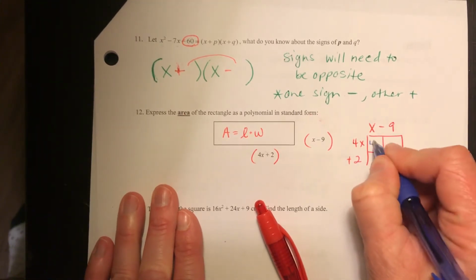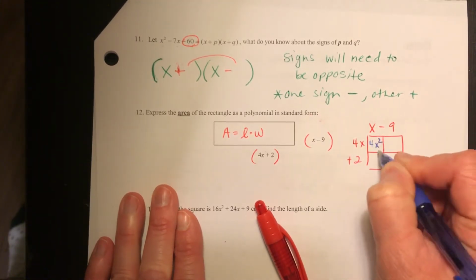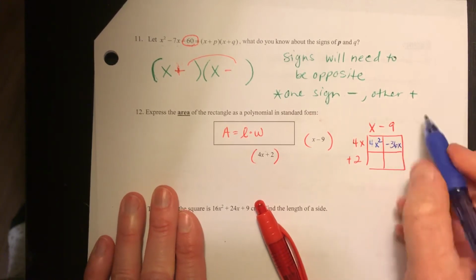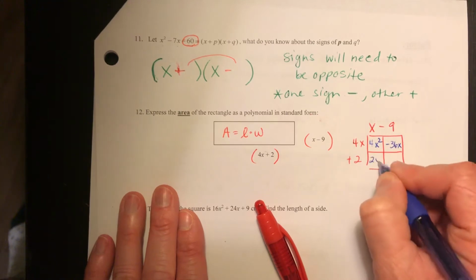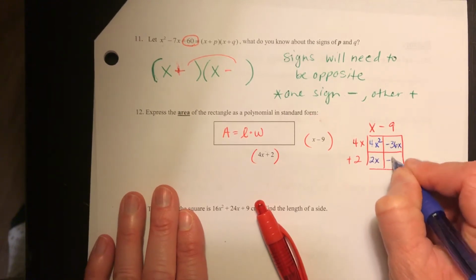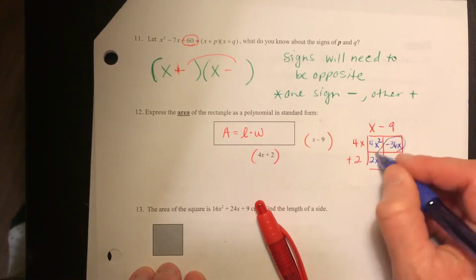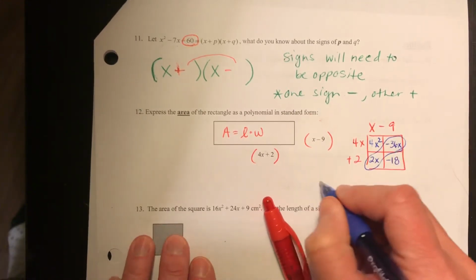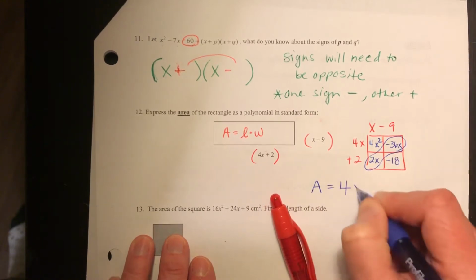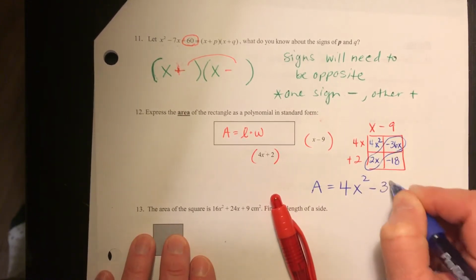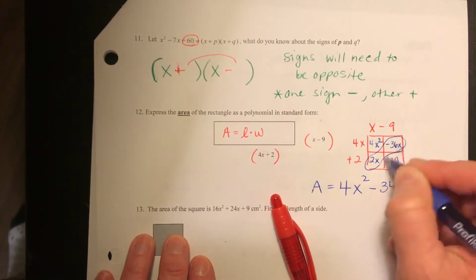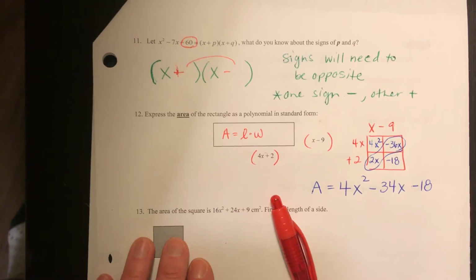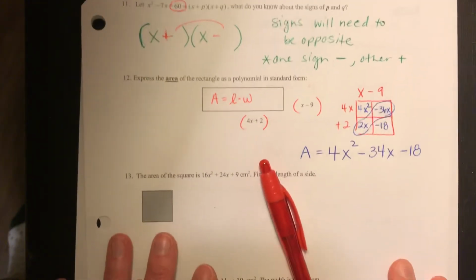4x times x is a 4x squared. 4x times negative 9 is negative 36x. x times 2 is 2x, and 2 times negative 9 is negative 18. Now I'm going to combine my two terms that have alike letters. So my polynomial, my area, will be 4x squared minus 34x when I combine negative 36 plus 2, and then minus 18. And that's the answer for the area of my rectangle.